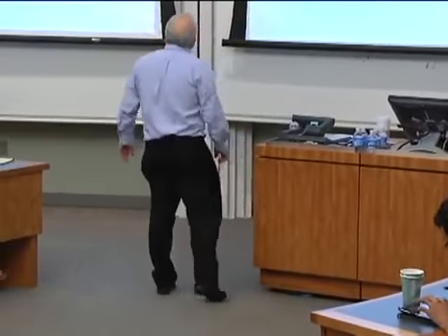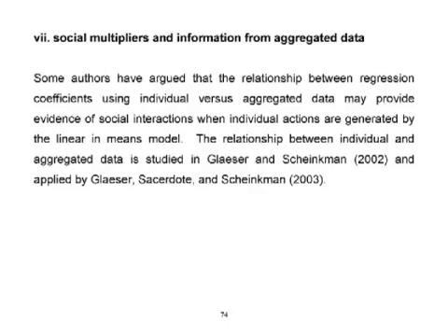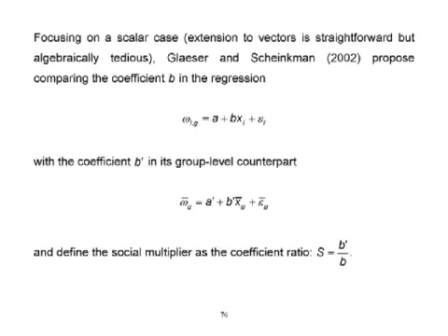I do want to make a couple of comments about a literature that has argued that you can use contrast between individual and aggregated data to uncover social interactions. This is the so-called social multiplier literature. Roughly speaking, the idea is the following: you compare two regressions. At the individual level, I run a regression of outcomes against x's, and I get a coefficient b. I can do that within and across groups.